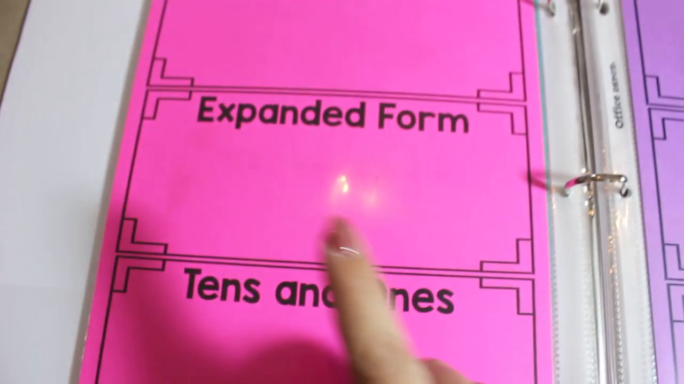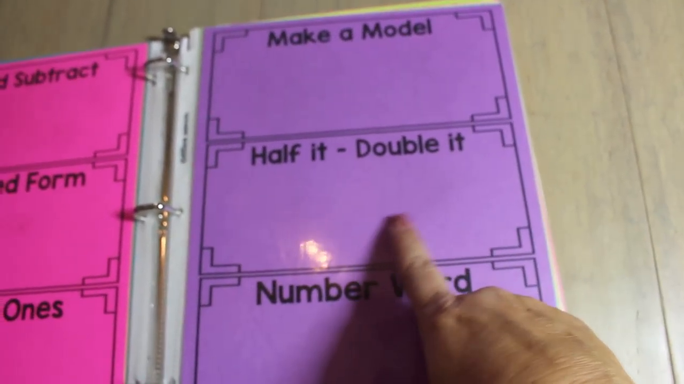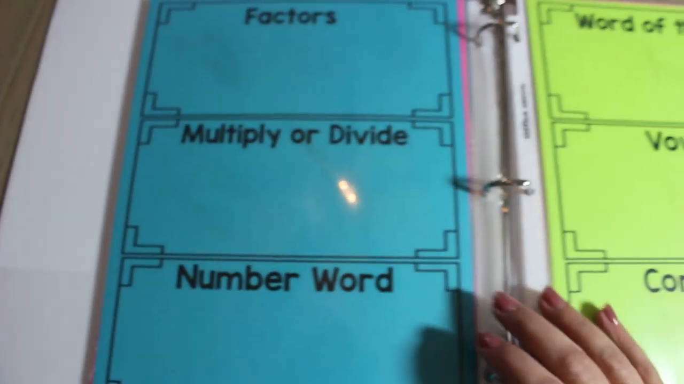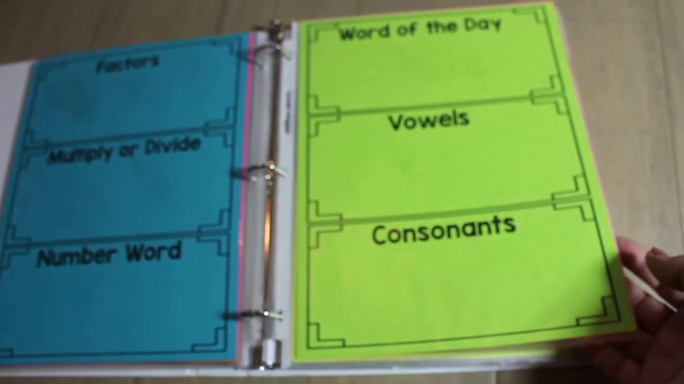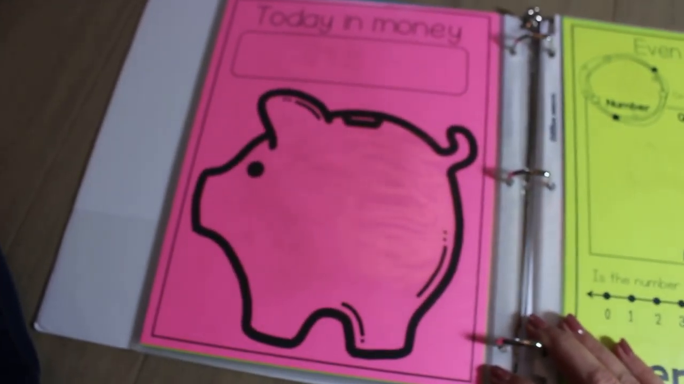Okay, the expanded version, tens and ones, they can either draw it or write it. Make a model of it, half it, double it, write the number word. And again, with all of these things, it depends on the time of year and the skills that you're working on.